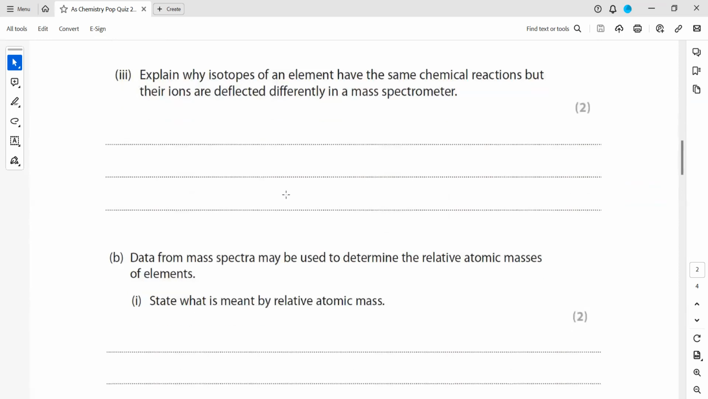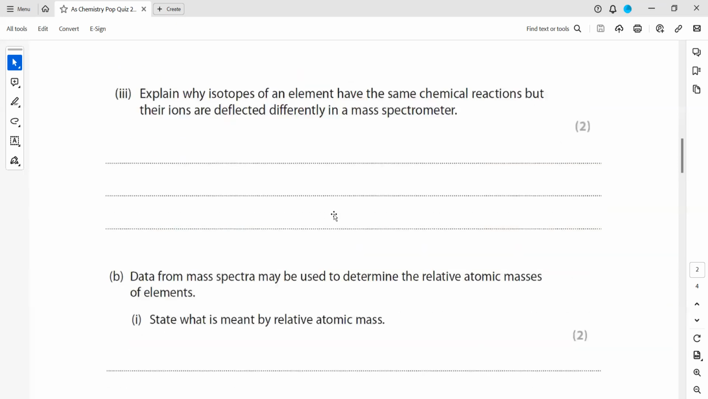Explain why isotopes of an element have the same chemical properties, but their ions are deflected differently in the mass spectrometer. So basically, the chemical properties depend on the electronic configuration. Because isotopes have the same electronic configuration, they have the same chemical properties. In a mass spectrometer, the deflection depends on the mass to charge ratio. Because they have different mass to charge ratios, they are deflected differently.